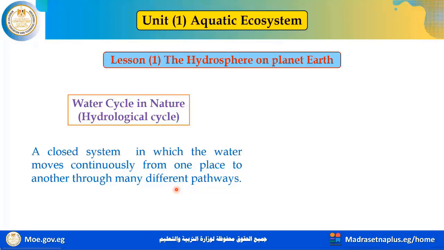A closed system in which the water moves continuously from one place to another through many different pathways. This is the main definition of the water cycle in nature, the hydrological cycle. A closed system in which the water moves continuously from one place to another through many different ways.